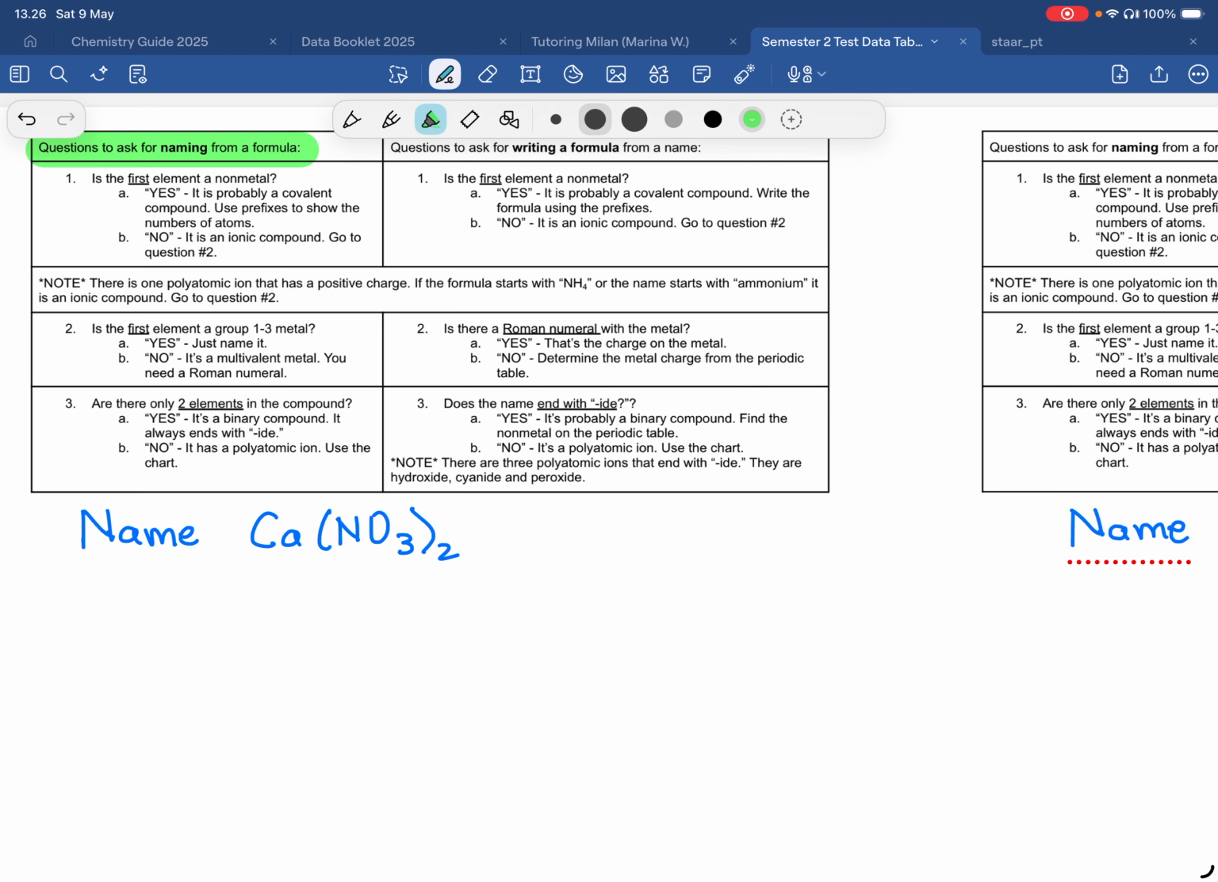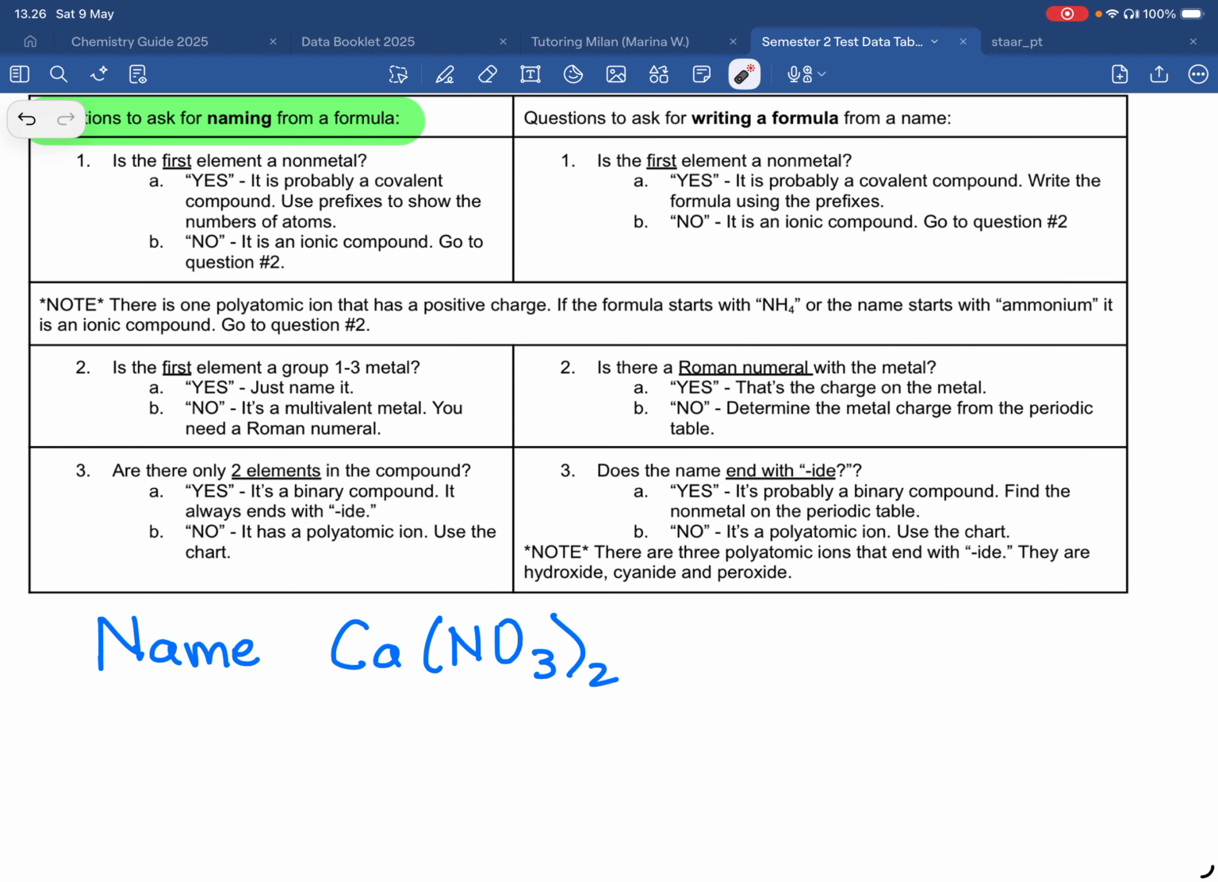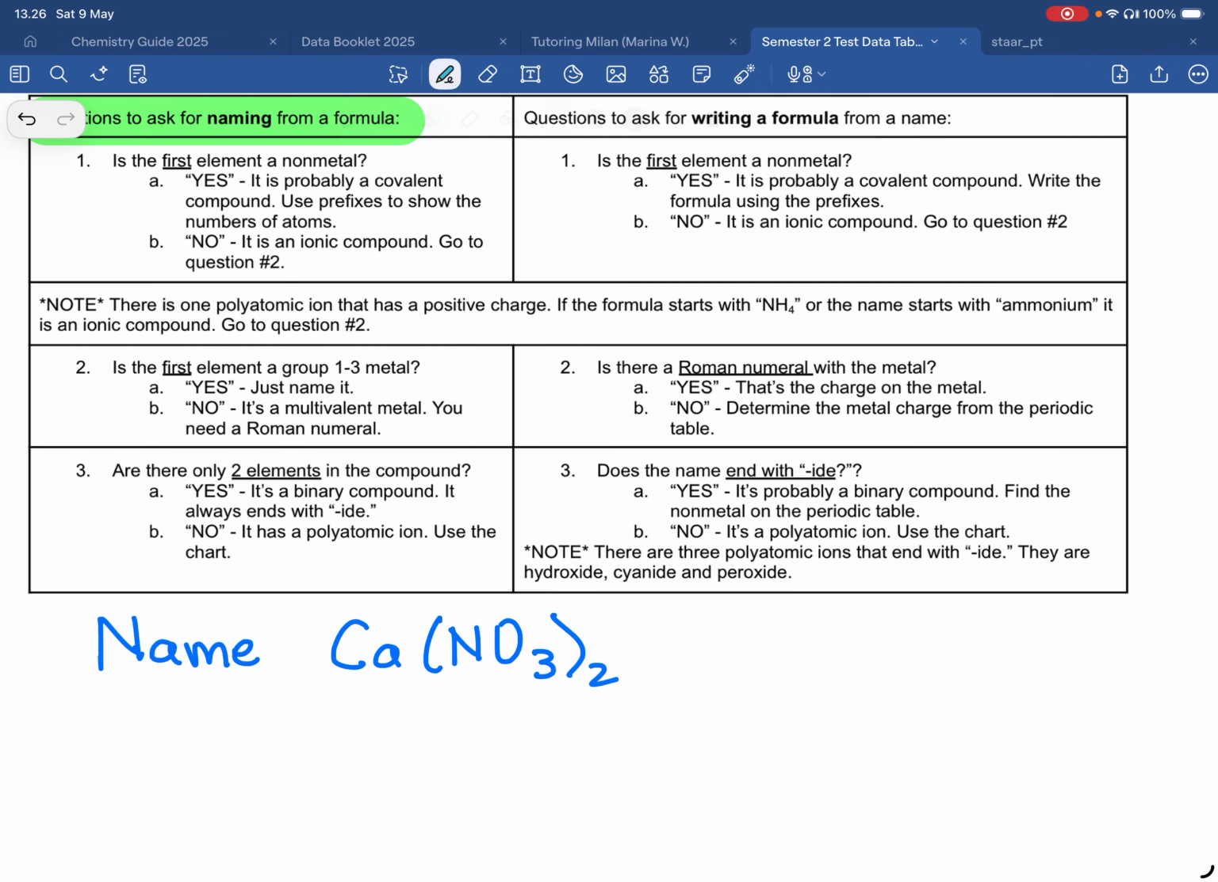Questions to ask for naming from a formula. At that point, you go through each individual question. Is the first element a nonmetal? Well, the first element is calcium. If you go to your periodic table, this is the line that separates the metals and the nonmetals. This is calcium. This is clearly a metal. So the answer to the first question is no, it is not a nonmetal. So therefore, it is probably an ionic compound. I go to question 2.